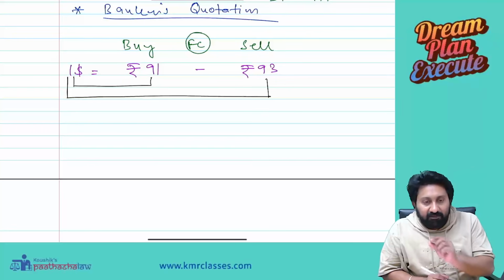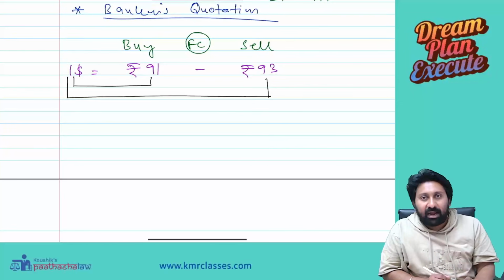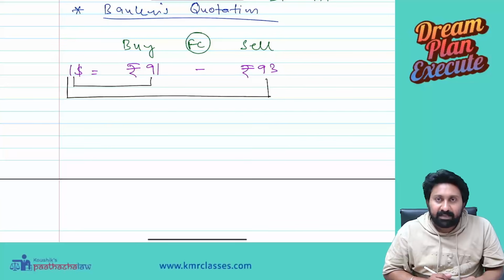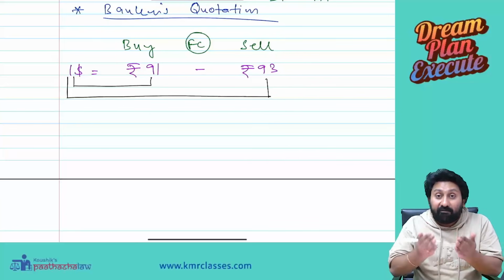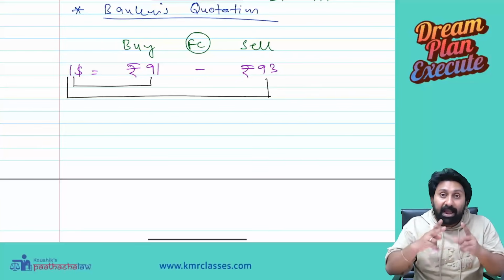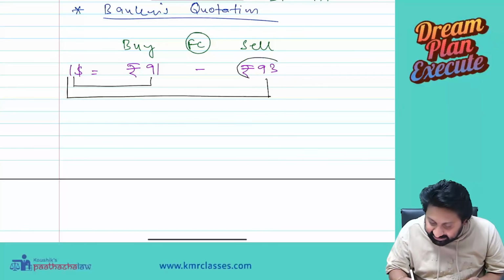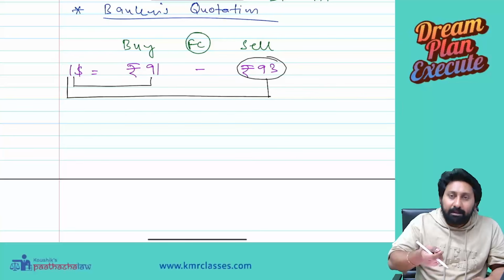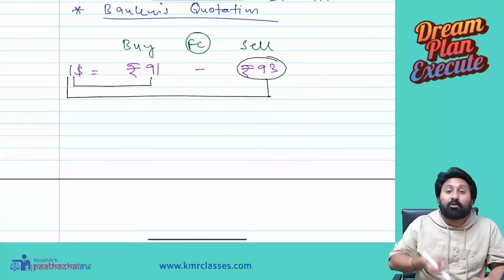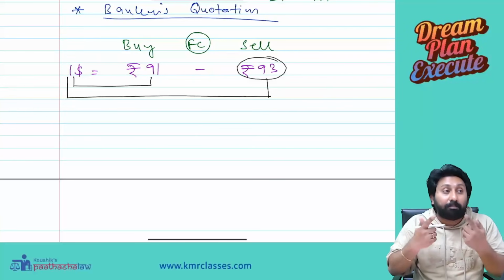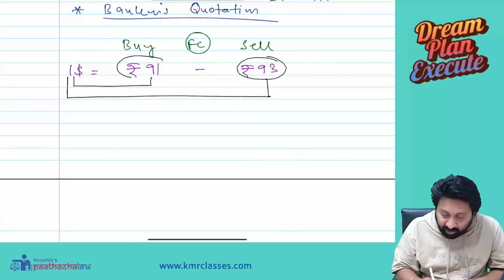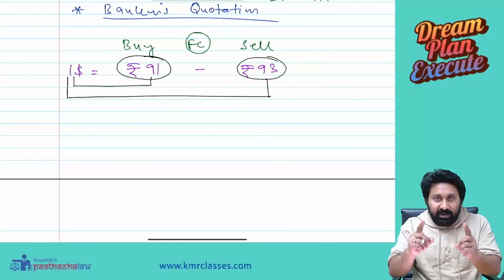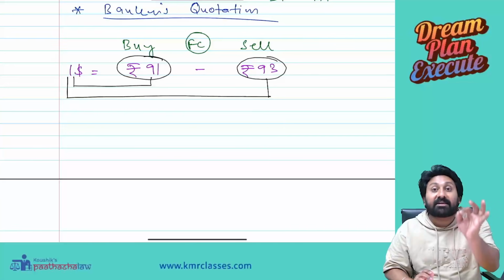It means if a customer comes to the banker and asks, please give me $1, then we are the customers buying it, so the bank has to sell. Bank sells at 93. If a customer comes to the bank and says, please take this dollar and give me rupees, then the bank has to buy. Bank buys at a lower rate, 91. So in a given quotation, the banker always makes a profit.